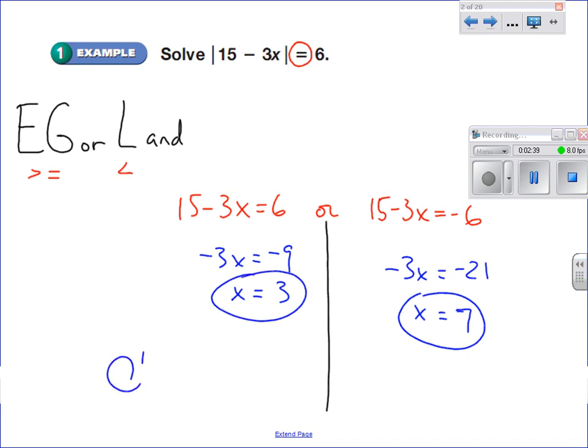And you can check that by putting it back into the example. And that's what you do. Again, the stuff inside the absolute value sign totals up to 6 units from 0. Okay, and that's our basic concept. That's what we're trying to get done here. All right, so let's go ahead and move on to the next example.